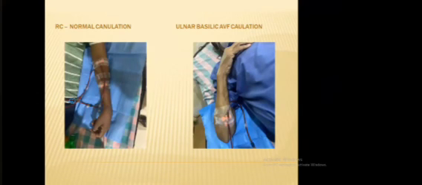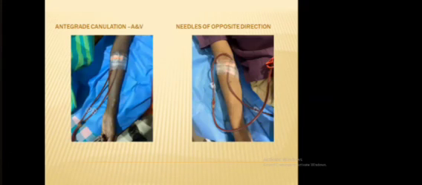This is the normal cannulation of a radiocephalic fistula. In the second film, you can see an ulnar basilic AVF cannulation in our patient. And this is the antegrade cannulation technique, with artery and vein needles both in the same direction. You can see the different cannulation, and this is with the needles in opposite directions.